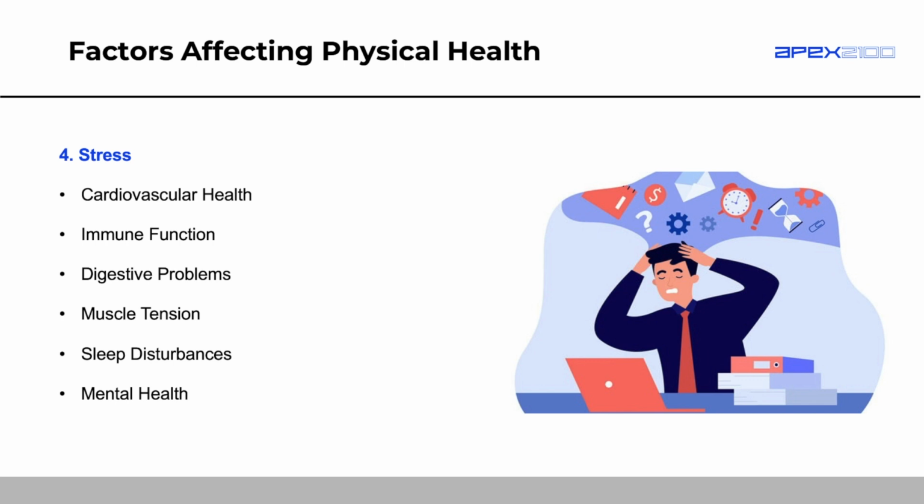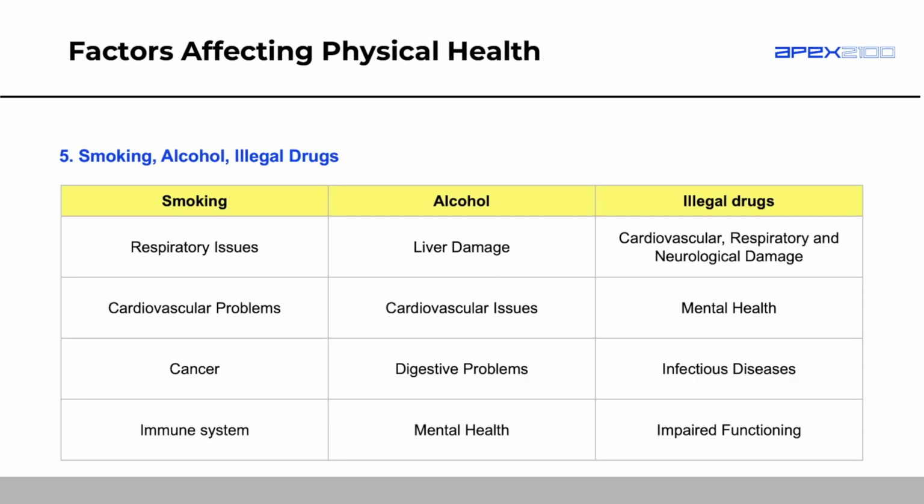And then, of course, mental health as well. If we are really stressed out, that can exacerbate mental health conditions like anxiety and depression. All right, and then smoking, alcohol, and illegal drugs. Of course, these are going to negatively affect our health in a variety of ways.